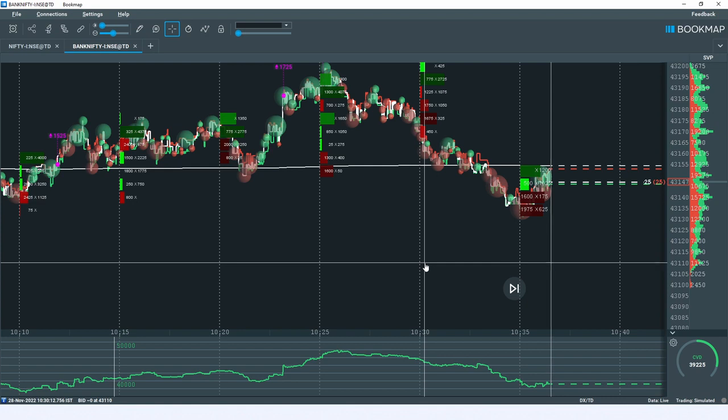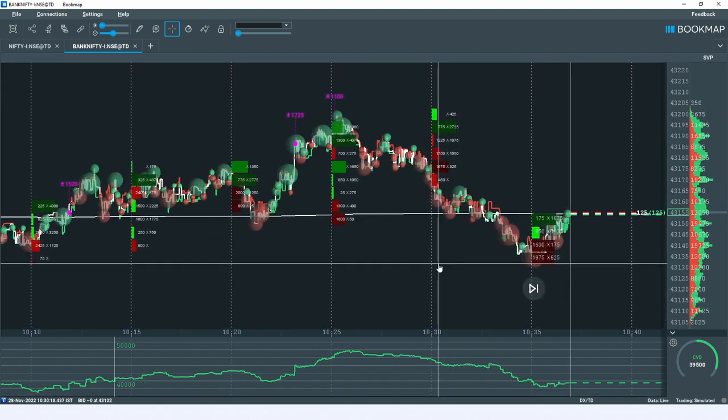Once that is clear, we move on to the third step where we utilize the information. Today I have discussed the combo of absorption and footprint charts. We can use this information to trigger entries and exits, and at the same time trail our stop loss so that we can safeguard our profits. All right, if this is very clear to you.